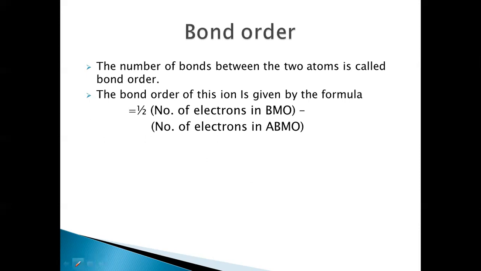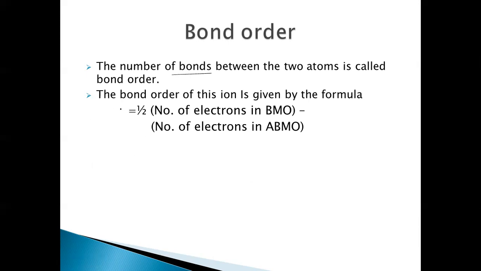The first one is the bond order. What is a bond order? The bond order is nothing but the number of covalent bonds formed between two atoms. So it's the number of bonds formed between the two atoms which are forming a molecule.